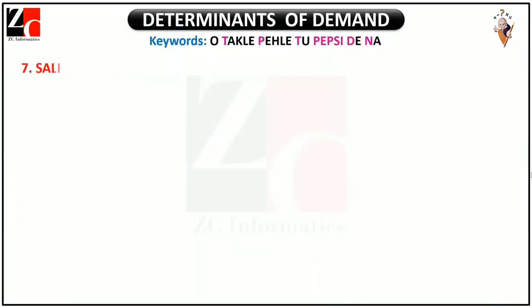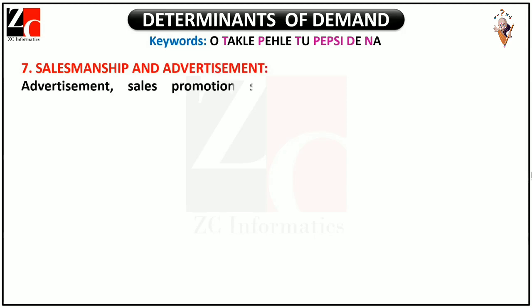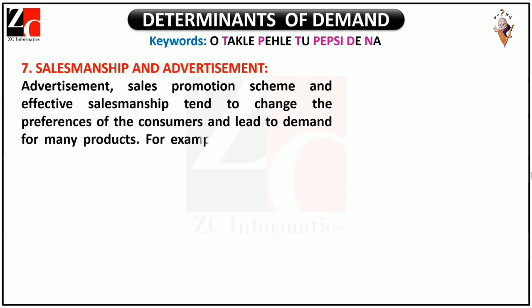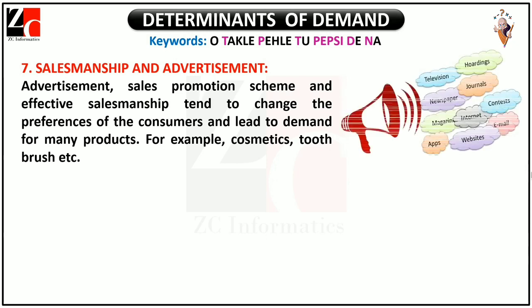Point number 7. Salesmanship and advertisement. Advertisements, sales promotion schemes, and effective salesmanship tend to change the preferences of the consumer and lead to demand for many products. For example, cosmetics, toothbrush, etc. The goods which are advertised powerfully on radio, television, newspaper, etc. push up demand. Advertisement is an important factor today that affects demand.